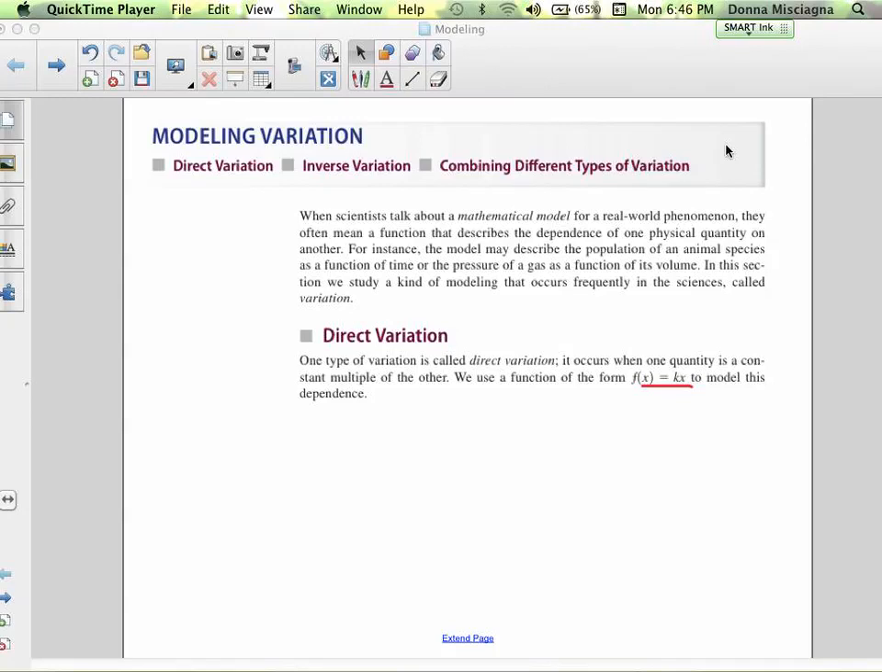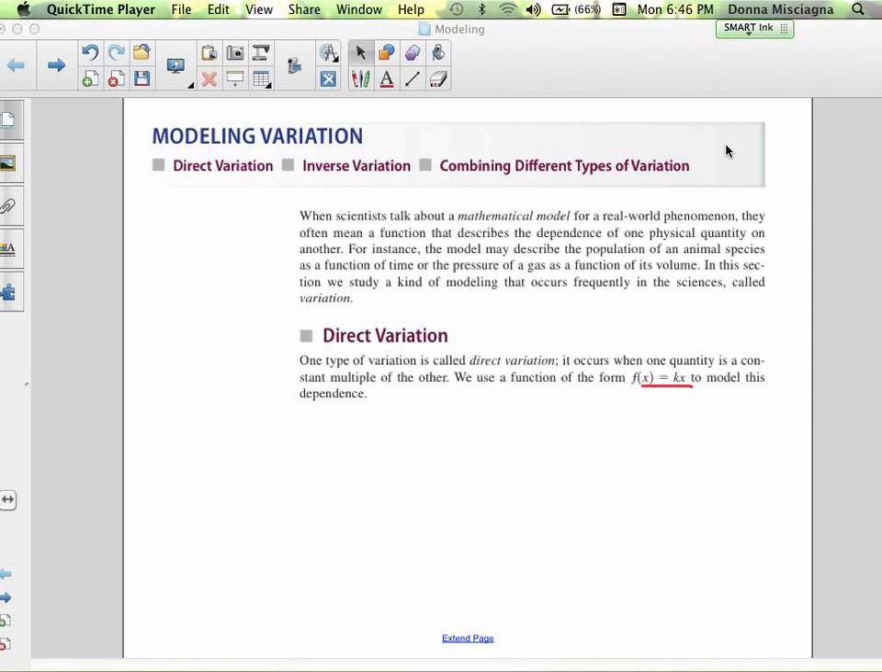Modeling variation. When scientists talk about a mathematical model for a real-world phenomenon, they often mean a function that describes the dependence of one physical quantity on another. For instance, the model may describe the population of an animal species as a function of time, or the pressure of gas as a function of its volume. In this section, we study the kind of modeling that occurs frequently in the sciences called variation.